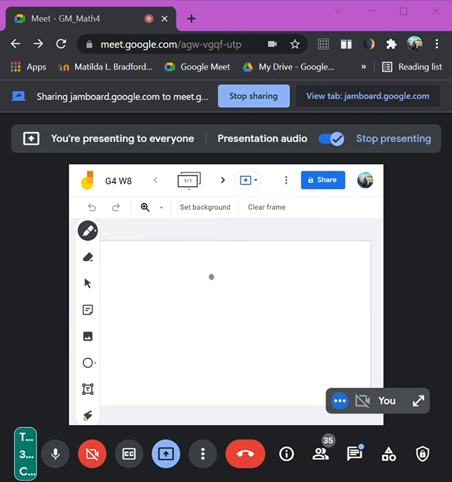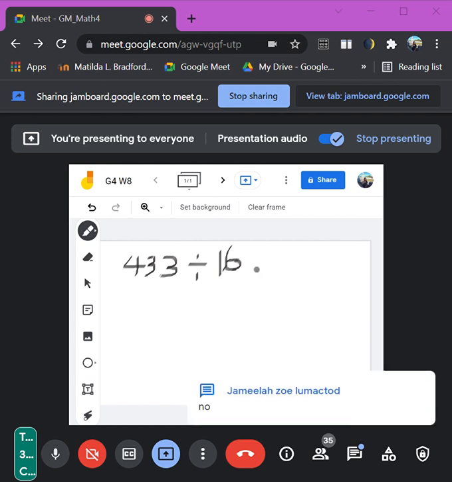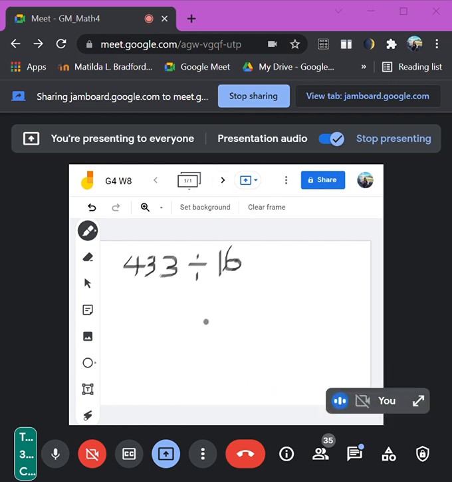So if we're going to write that horizontally, it looks like this: 433 divided by 16. Is that right, if we're going to write it horizontally? Well, if we write it in a way that we are going to solve it with the longer solution, we can also use this one, which is 433, and then we divide it by 16. Is that right, class?